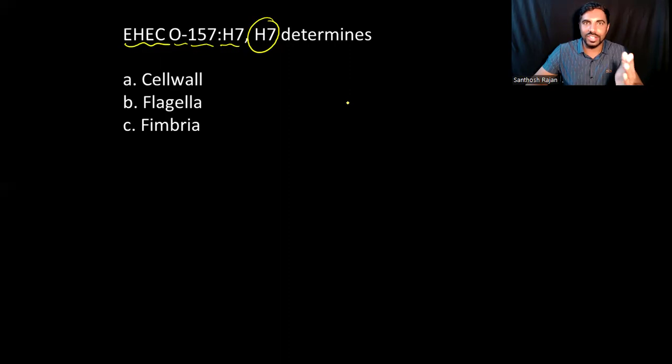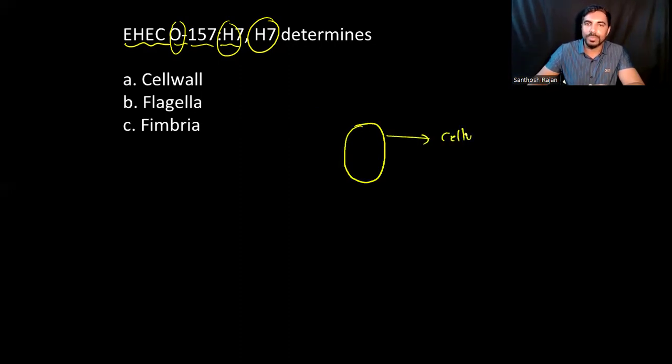We would concentrate on the types of Escherichia coli, but we would not concentrate on the basic thing, this O and H. So in MBBS teaching, we always teach them like this. Remember, a bacterial cell wall is round, okay? So this is a cell wall, which is O-shaped. It looks like an O.